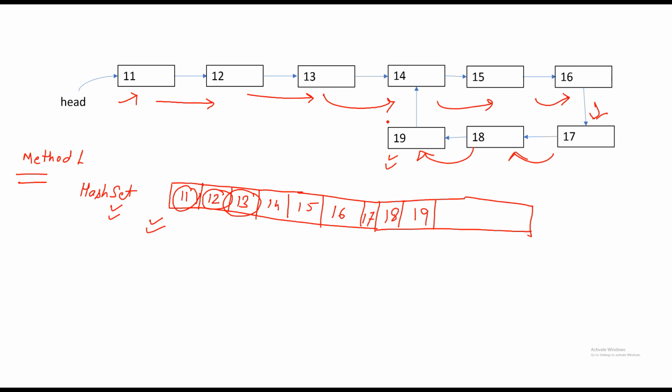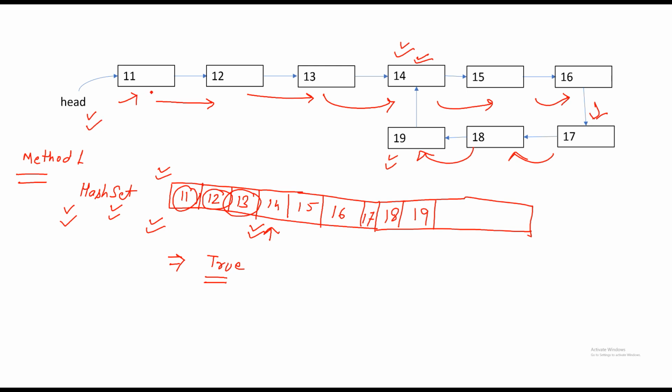But after this 19, what will happen? The next pointer will point to 14. And the moment you see whether this 14 node is present in the hash set or not, it is gonna tell you that 14 is present. So in this case, we're gonna return true. The logic is very simple. What we have to do is first create an empty hash set and then keep on traversing the given linked list through this head pointer.